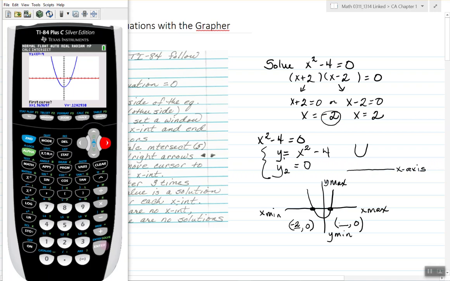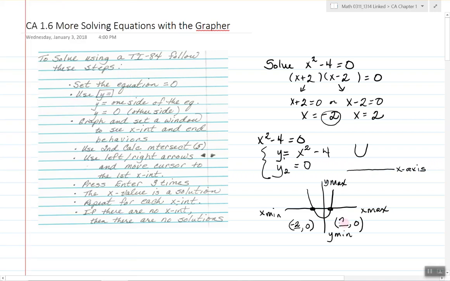Hit enter 3 times. The first time you're saying you're on the first graph. The second time you're on the second graph. The third time it prompts you to guess. I've never really understood why, but I'll press enter. And now I have an intersection at 2, 0. So coming back over here to my work, that is 2, 0. And that is my second intersection. That's my second answer.